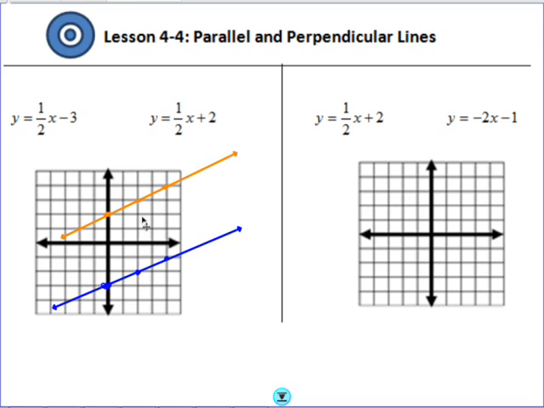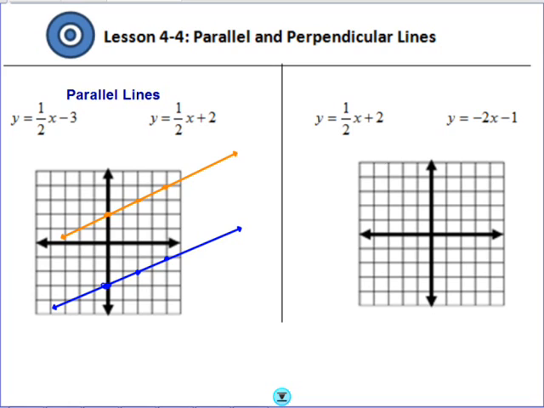Now, these lines have the same slope. So they're going to continue forever in this direction. But they are never, ever, anywhere in the entire universe going to cross each other because they're going to keep going up and over the same amount. They're both going up 1 over 2, so they're never going to cross each other. So they are what we call parallel lines. They run in the same plane, and they're never going to touch each other.